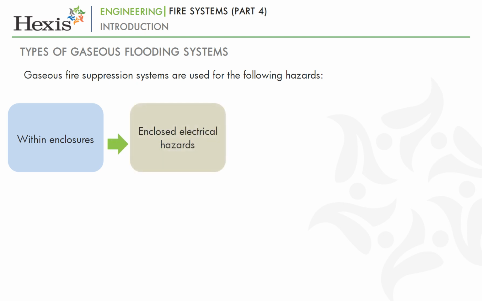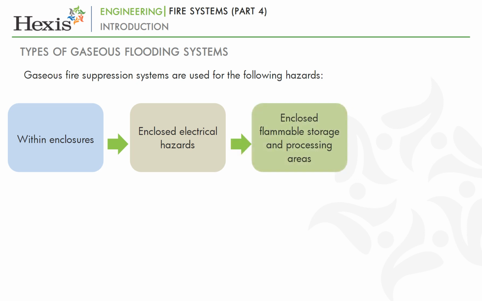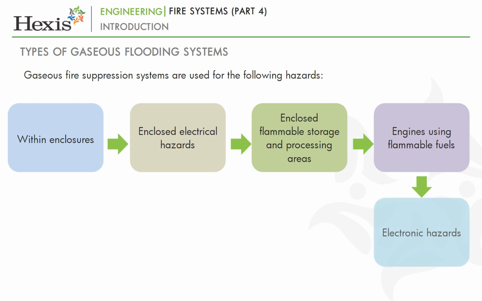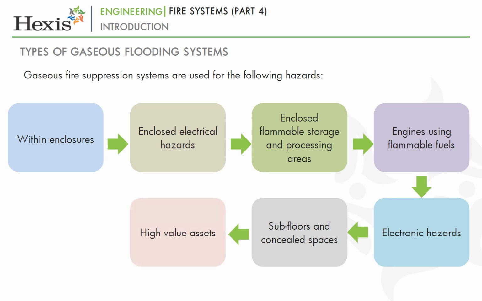For enclosed electrical hazards such as transformers, control cubicles, switchboards, circuit breakers and rotating equipment. For enclosed flammable liquid or gas storage and processing areas. For engines using flammable fuels. For electronic hazards such as computers, data processing equipment, control room, telecommunication facilities, subfloors and other concealed spaces. Other high-value assets.